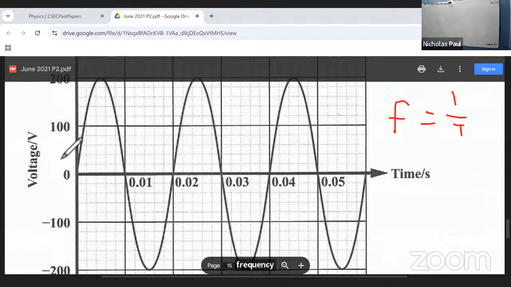Look at the diagram. How much is period? Period is time for 1 complete cycle. So the time it takes to do that. It's just 1 period here. 0.02, sure, right? It has to go here and come back here. How much is that? 1 over 0.02.